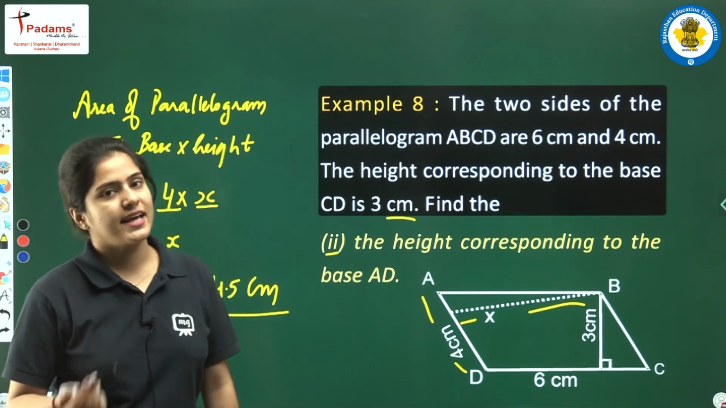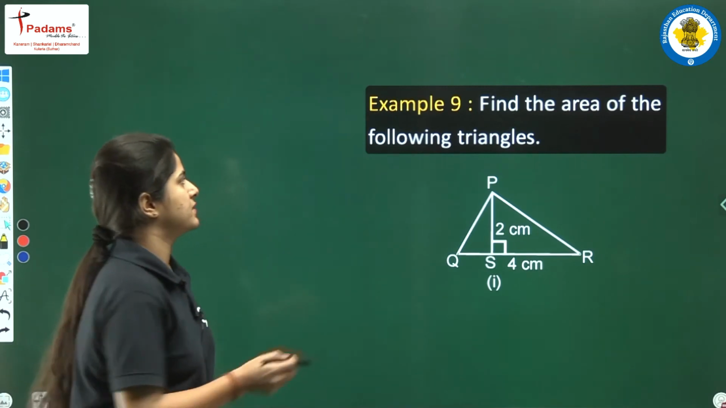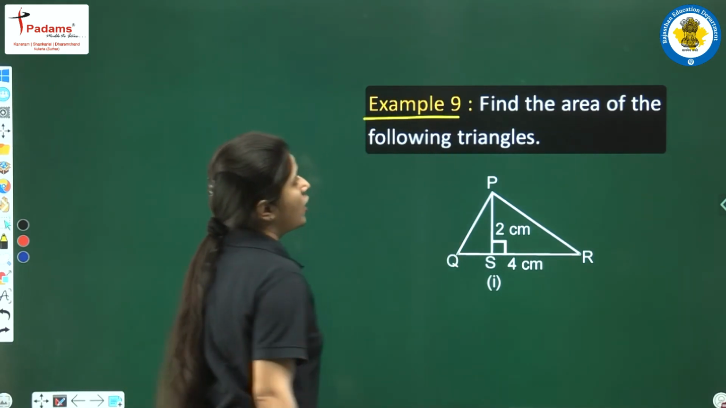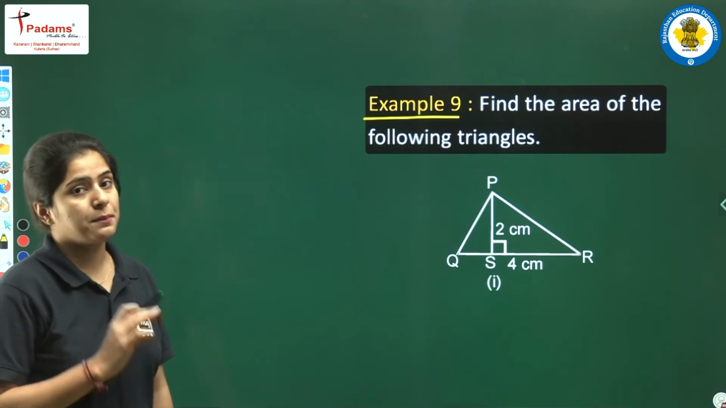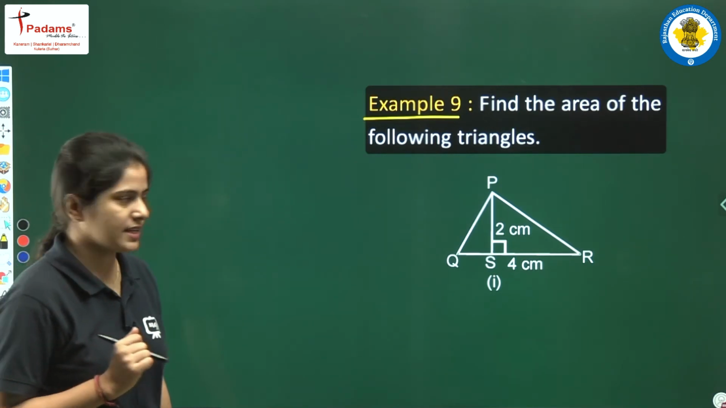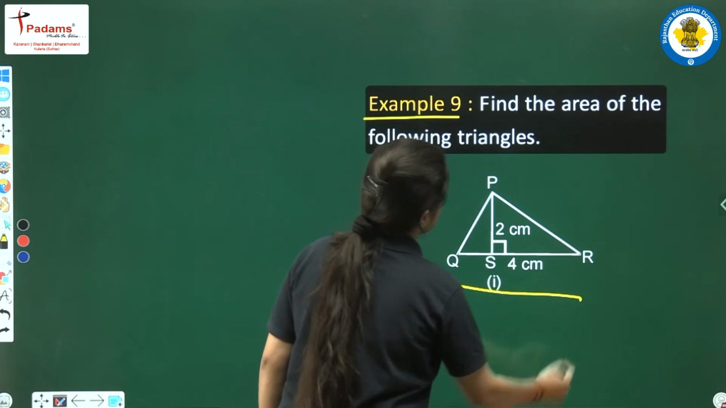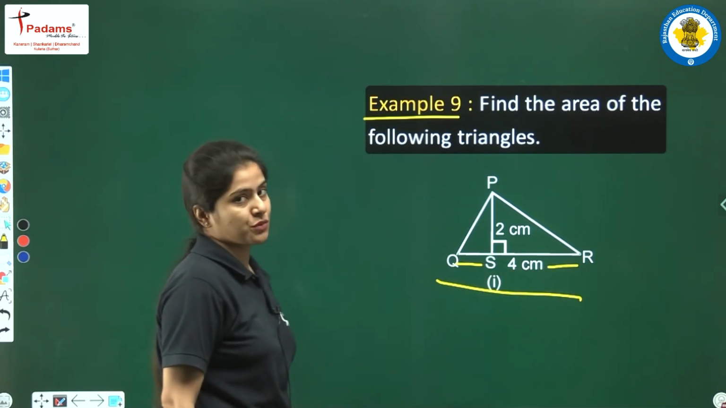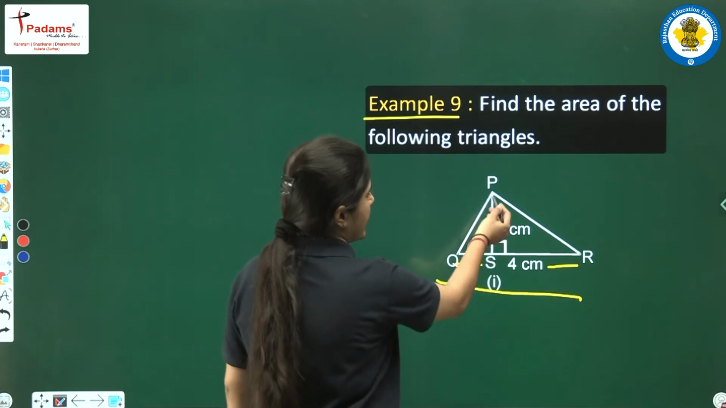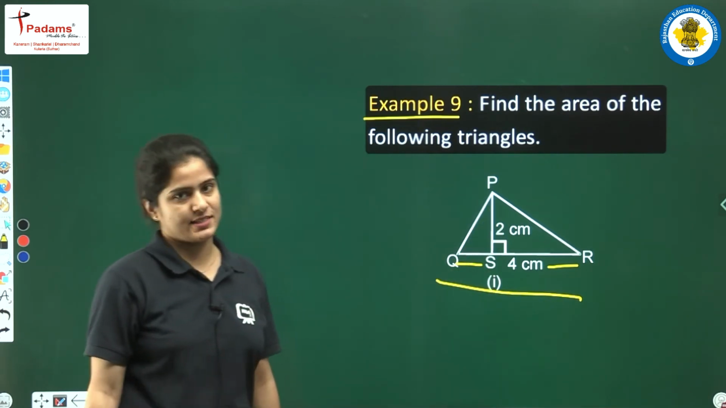Alright, looking at the next example, students, what is that? It is example 9. Find the area of the following triangles. Okay, now we have to find the area of this triangle. Okay, now students, in this particular triangle, have a look. This is QR, that is equal to 4 centimeter, that is the base, and this is PS, that is your height, that is equal to 2.